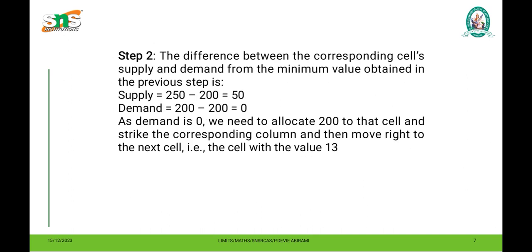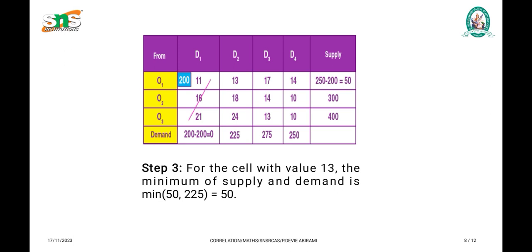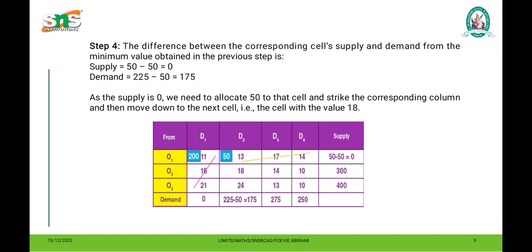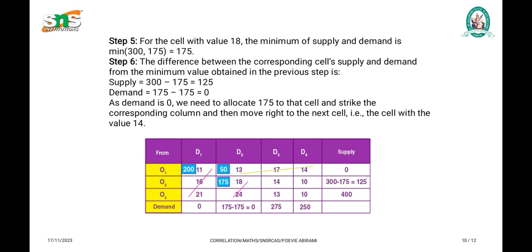Then we have to see the northwest corner. In that, 11 is the northwest corner. We have to allocate 200 because supply is 250 and demand is 200. We allocate 200 and subtract it, and you will get 50. Cancel the column. Then next we go with the next corner, 13. Again allocate the minimum value of supply or demand. Here the minimum is 50. Then you can cancel the row. Then you can go with the column also.